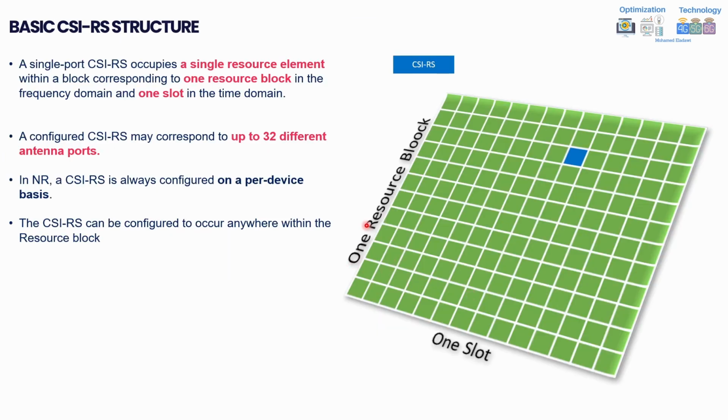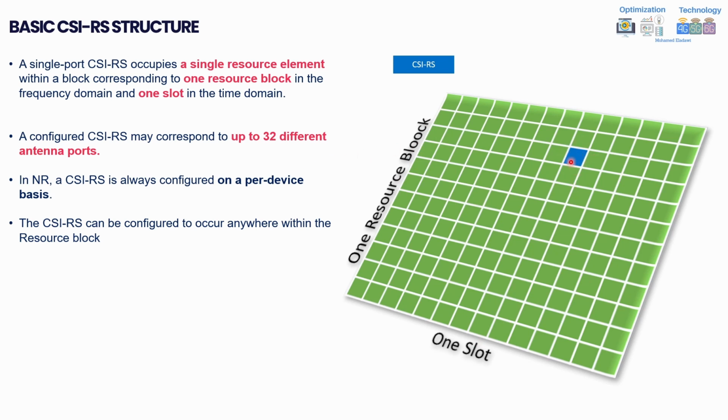But before going to the parameters, I would like to recall the basic CSI-RS structure. As you can see in the figure on the right, the CSI-RS occupies only one RE as a minimum unit. It's one RE, which is equivalent to one symbol within a resource block. So this is the first part we would like to highlight.